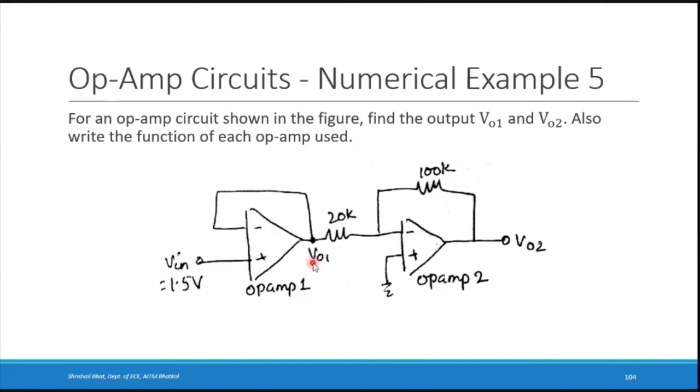You should get the output of each stage, or each op amp, individually, and finally you will get the answer for the end output, right? Your V01 is the same as the input because this stage's function is a voltage follower. V02 is minus RF by R1 into V01 because this is an inverting amplifier. I hope you understood this.